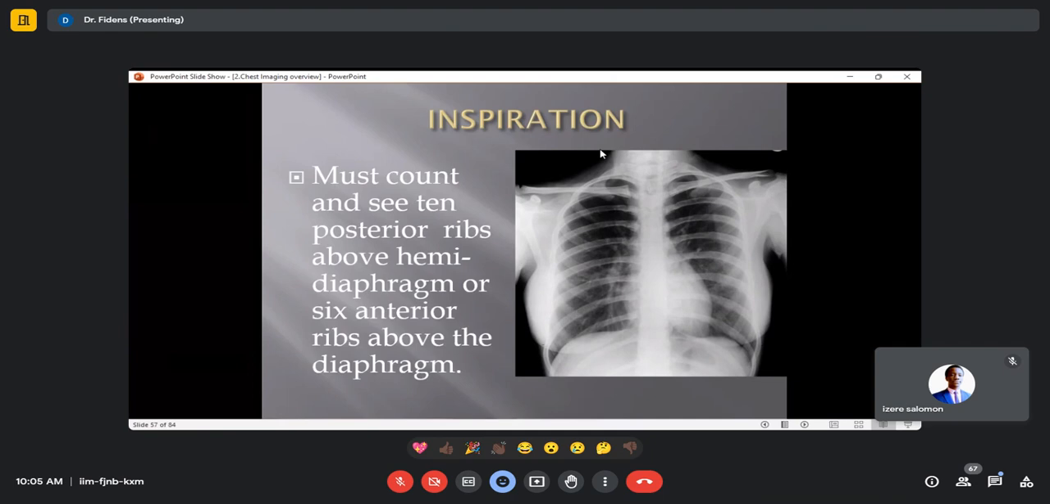You can see the chest wall by checking if the shoulder joints are within the film. The soft tissue of the neck, C6, C7 are within the film. The costophrenic angles are within the film. So this is a very well done chest radiograph. I want you to have this image in your mind.